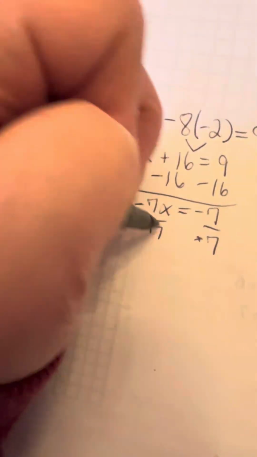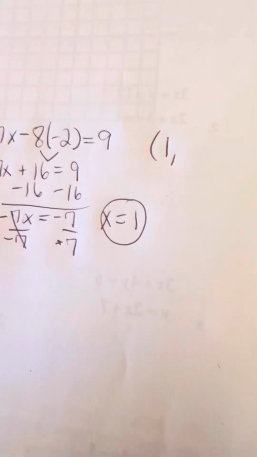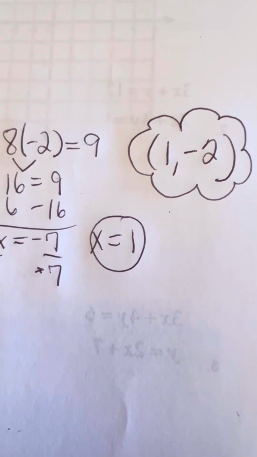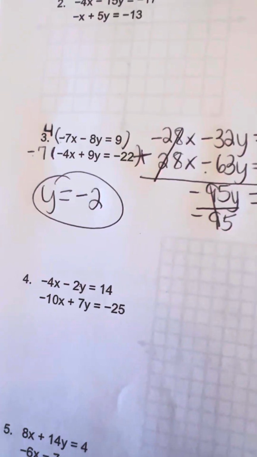Negative 8 times negative 2 is a positive 16, and everything else stays the same. Subtract 16 on both sides. That's going to leave me with negative 7x is equal to negative 7 over here. Divide both sides by negative 7, and we've got x equaling a positive 1. So we've got positive 1 and negative 2, and so our answer in coordinate form would be (1, -2). Again, you should check your answer in both equations, and make sure that both of those equations do actually balance out and make the statements true.